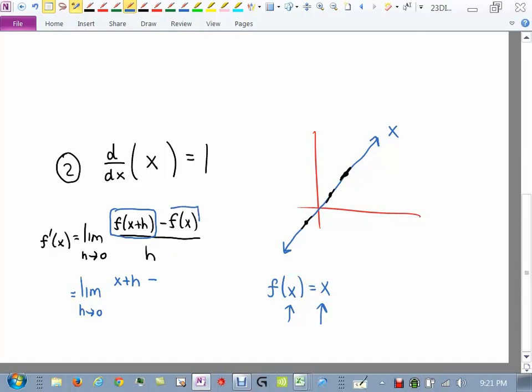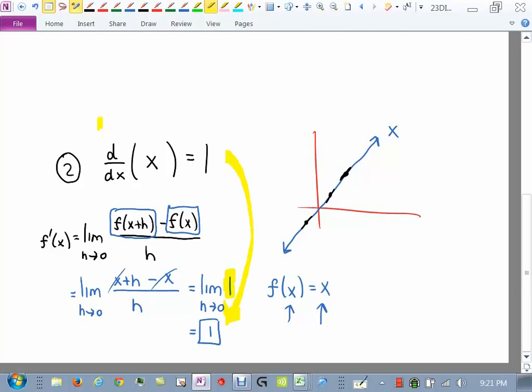The x's cancel, and you get h divided by h. H divided by h is 1. So the limit as h goes to 0 of 1 equals 1, and that's because in this expression, h doesn't appear, therefore h doesn't make anything vanish, so you just get 1. And again, that matches up with what we got earlier. So I'm trying to show you this is the formula. The derivative of x is 1, but we can show why it's true by using the limit, proving it.